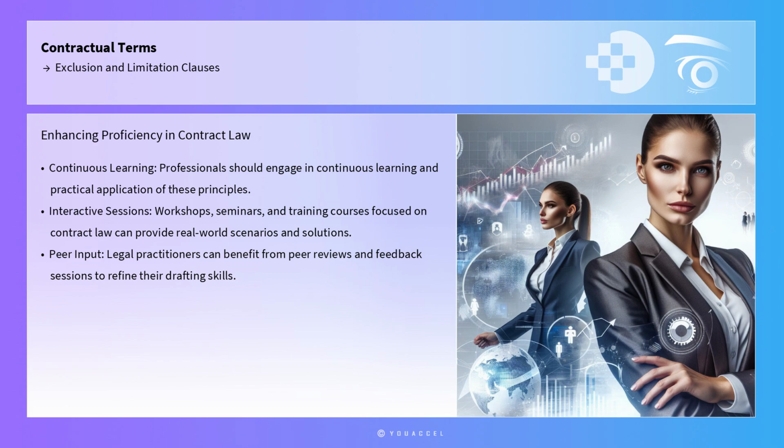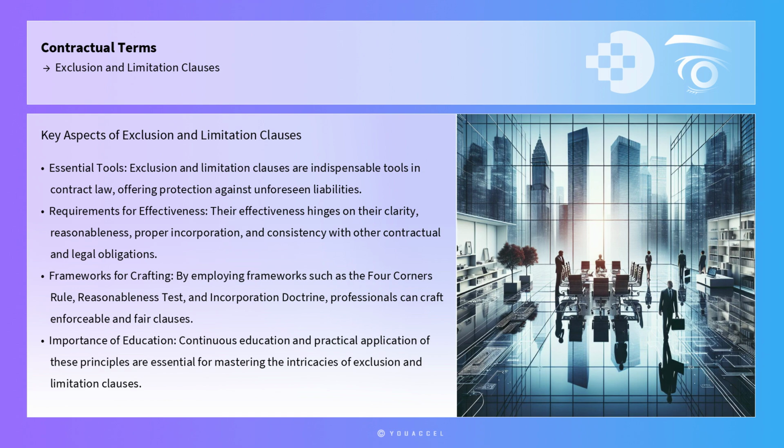In conclusion, exclusion and limitation clauses are indispensable tools in contract law, offering protection against unforeseen liabilities. Their effectiveness hinges on their clarity, reasonableness, proper incorporation, and consistency with other contractual and legal obligations. By employing frameworks such as the Four Corners Rule, reasonableness test, and incorporation doctrine, professionals can craft enforceable and fair clauses. Continuous education and practical application of these principles are essential for mastering the intricacies of exclusion and limitation clauses, ultimately leading to more robust and resilient contractual agreements.